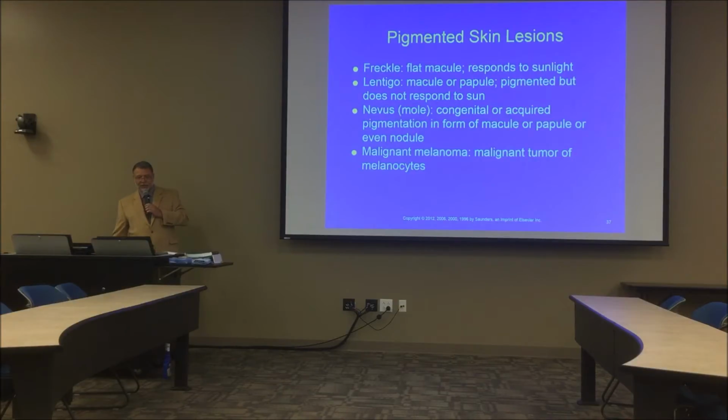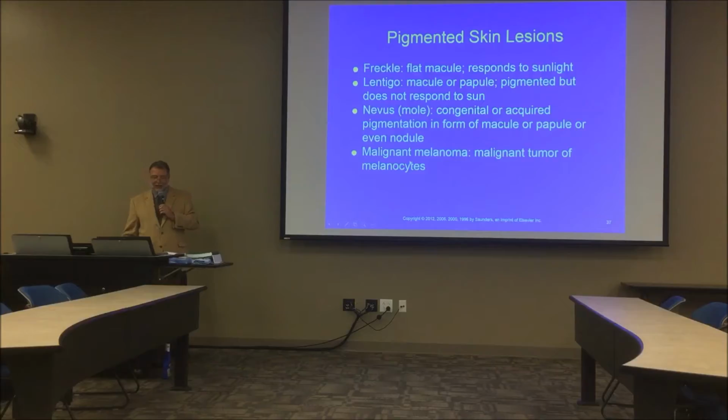These are the pigmented lesions of the skin. Like I said, a freckle, or lentigo, are types you can have. Those are pigmented, but they will not necessarily respond to sun. Moles or nevus, you've seen that. Nevus is just a mole, and it can be congenital or acquired. It is just a pigmentation in one single solitary area. And finally, the malignant melanoma, which is a malignant tumor of the melanocytes.